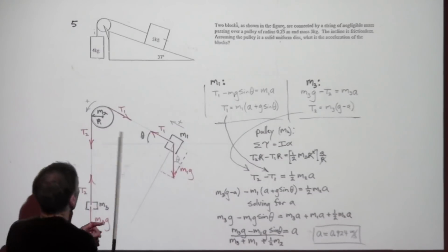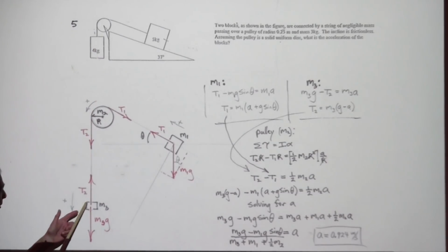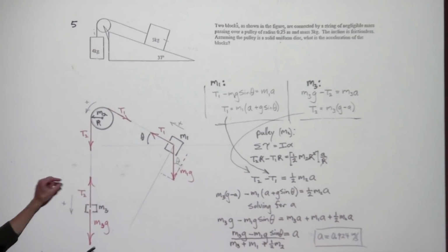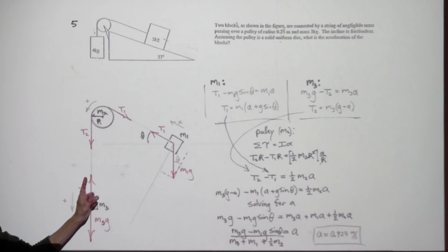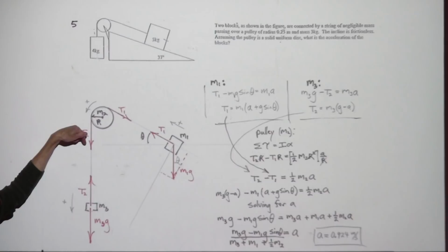If we break this up into free body diagrams, these guys should look familiar. This guy would be down here. We'd have gravity pulling down on this thing. We've got a tension pulling up. That tension is going to get applied to this pulley here.